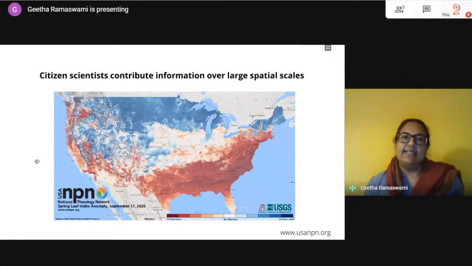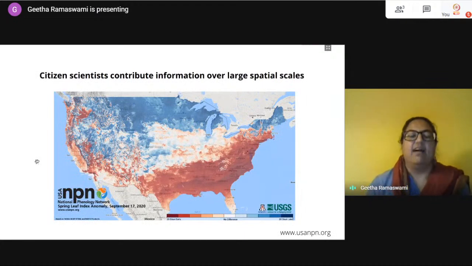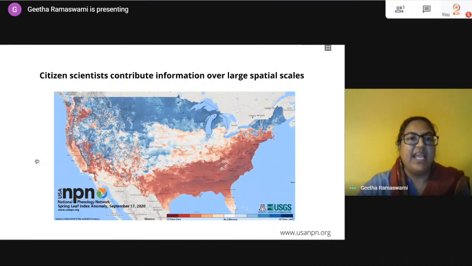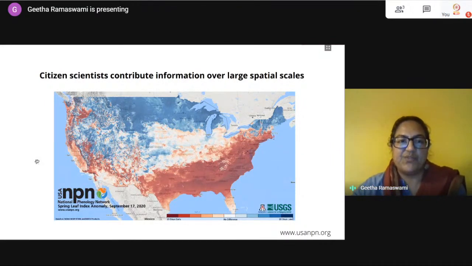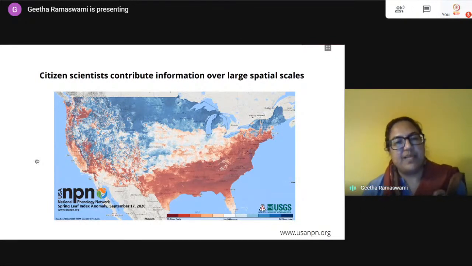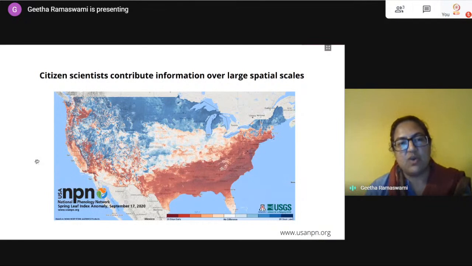The other thing that citizen scientists can do that regular scientists can't is that they can contribute information over very large spatial scales, over very large area. And this particular map is from the USA National Phenology Network. What you see here, the colors, is basically the spring leaf index anomaly, which is the date of emergence of leaves on species of plants as of 17 September 2020 compared to a long-term, historical average.